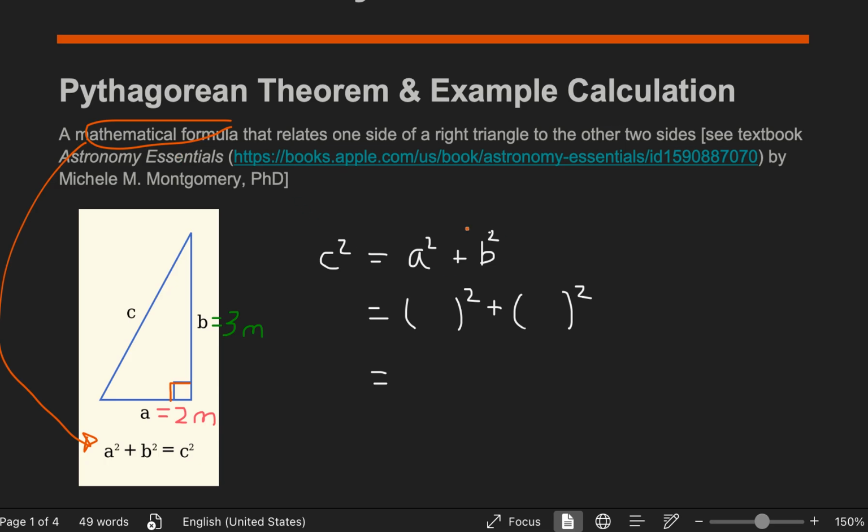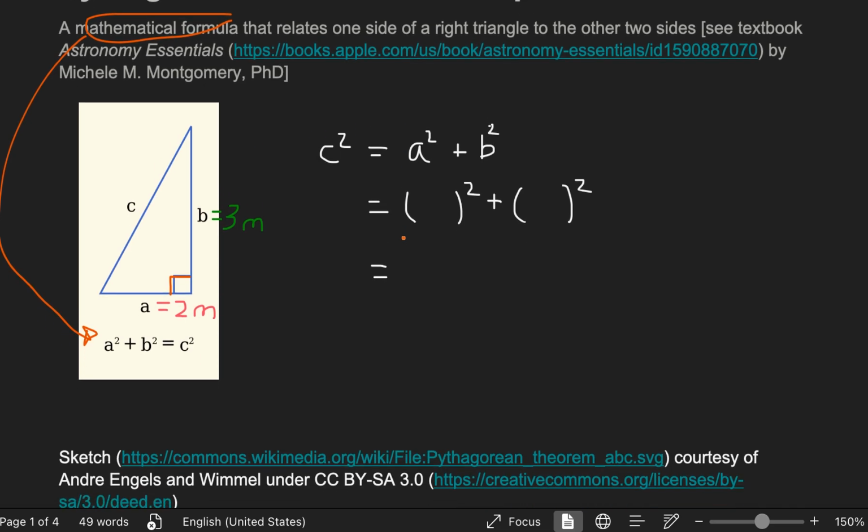Pythagorean's theorem is a formula that relates one side of a right triangle to the other two sides. Let's take a look at an example calculation. We want to find the length of side C given A and B. The length of A is 2 meters, so I'm going to substitute that in between the parentheses for A, and then that parentheses is squared. I'm going to do the same thing with B. The side B is 3 meters, so inside the parentheses I am going to put 3 meters, and the square is outside the parentheses.